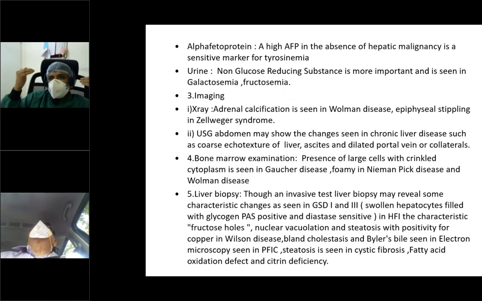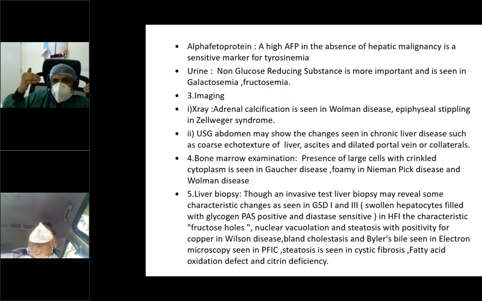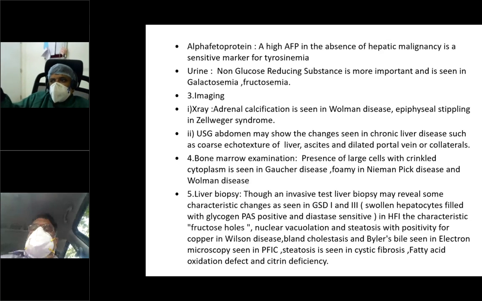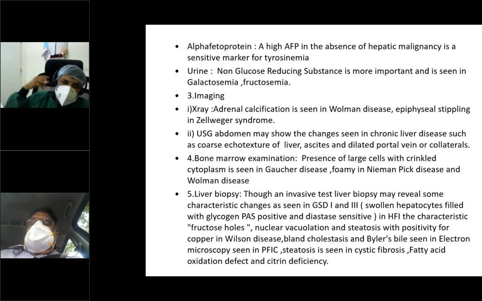So these are some of the basic investigations that we should ask when we are suspecting a child with a metabolic liver disease. It starts with a liver function test. It goes to bile acids, ceruloplasmin, and specific enzymes. Next comes the imaging. So on X-ray, adrenal calcification is seen in Wolman disease. Or when we see epiphyseal stippling, it points towards the diagnosis of Zellweger syndrome.